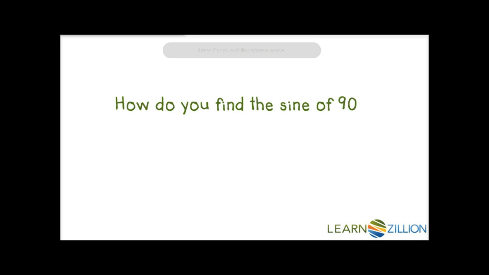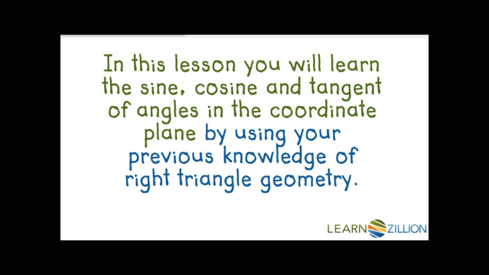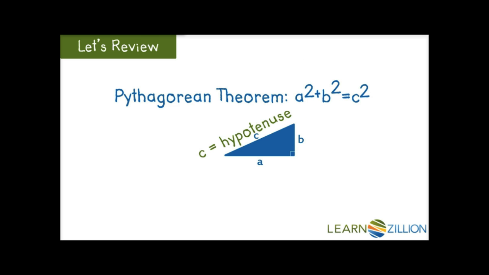How do you find the sine of 90 degrees? In this lesson, you will learn the sine, cosine, and tangent of angles in the coordinate plane by using your previous knowledge of right triangle geometry. Let's review right triangle geometry. You may recall the Pythagorean theorem, a squared plus b squared equals c squared, where c, the longest side of the right triangle, is called the hypotenuse, and the legs are a and b. You can use this identity to find a third side of a right triangle if you're given any two sides.